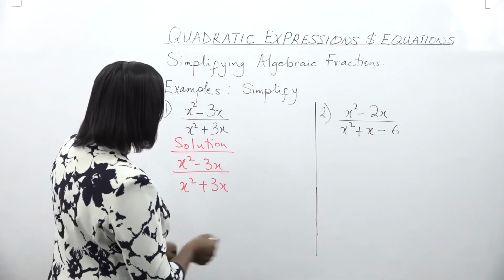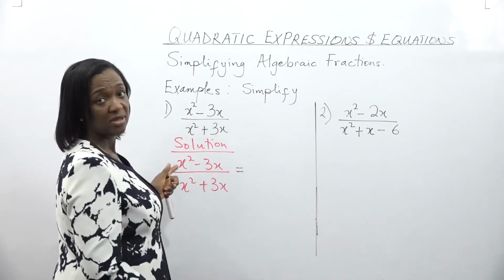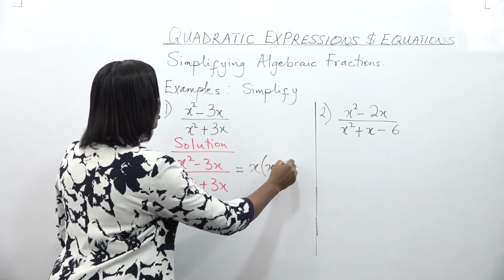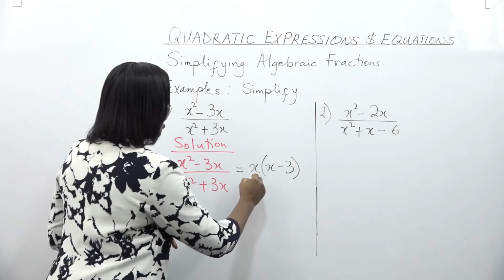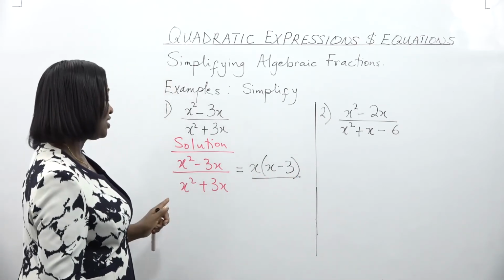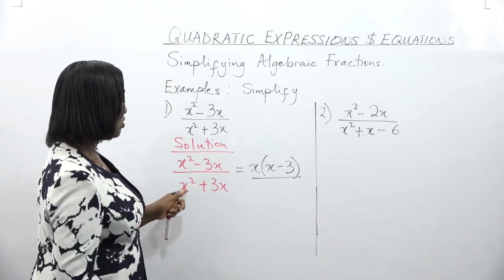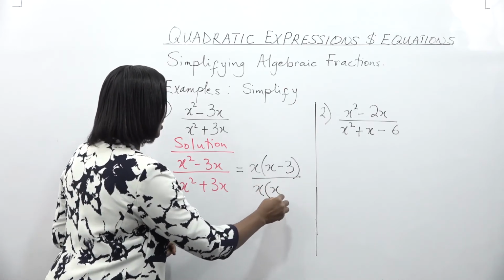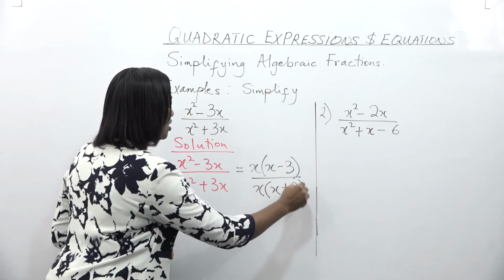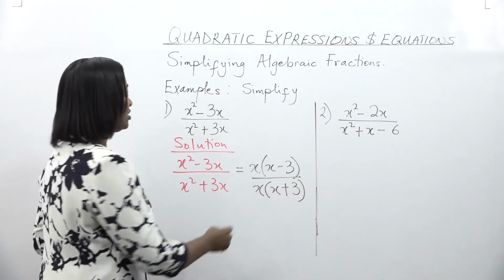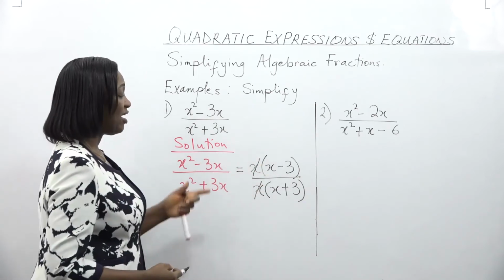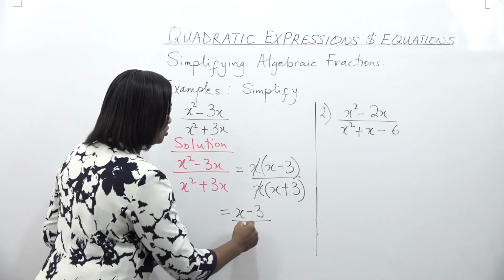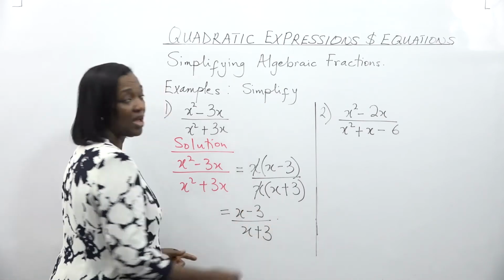So x is common to both terms of the numerator. So we factorize it, x into x minus 3. And also, x is common to both terms of the denominator. So we factorize it, and we have x into x plus 3. We can then cancel out the x, and our answer becomes x minus 3 over x plus 3. And that's the final answer.